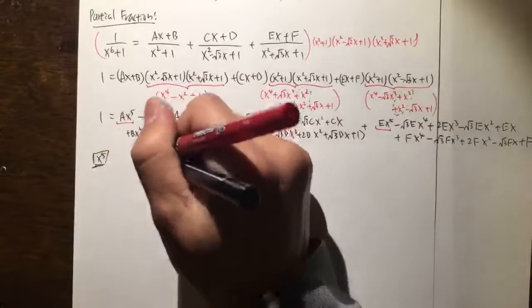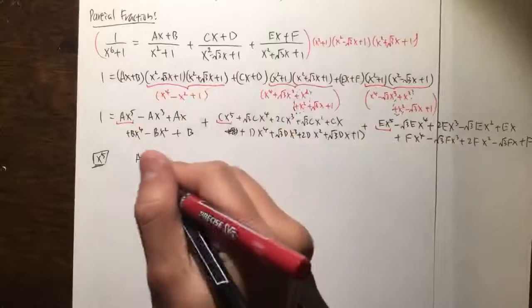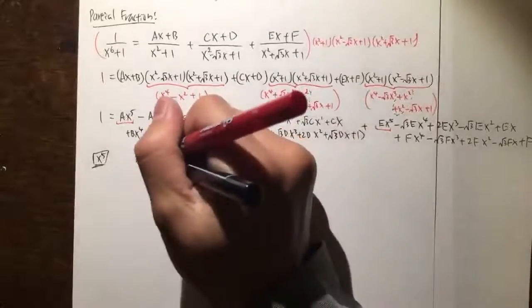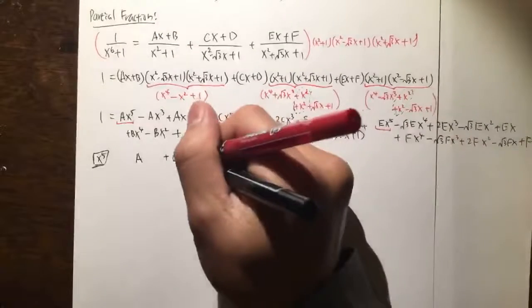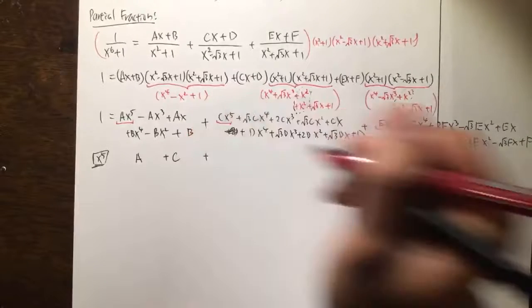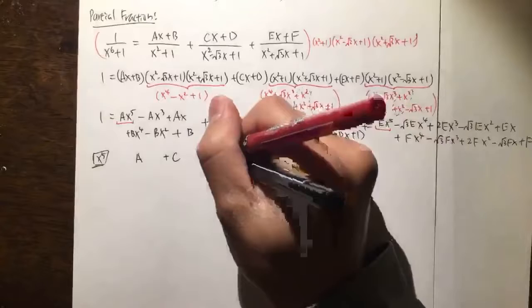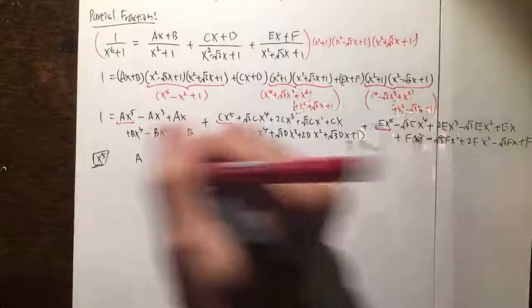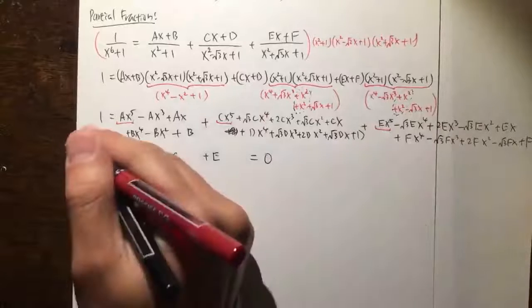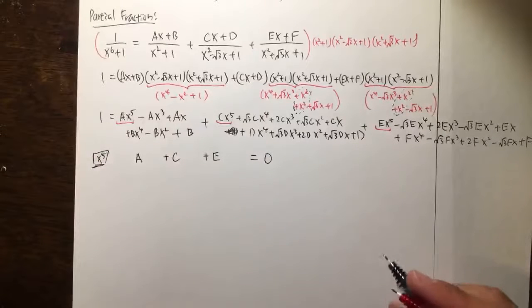We have a, and then I will put down plus c, and this is going to be a b part, so I will leave a space, put down plus c, and then this is also going to be a d part, so I'll leave a space, and then plus e, and this is going to be an f, so I will leave a space, and this right here has to be equal to 0 because there's no x to the fifth on the left-hand side.